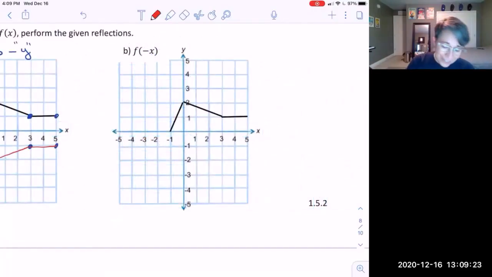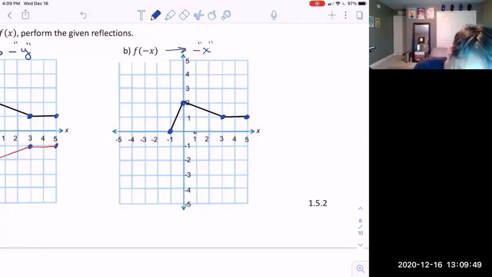For f of -x, this means we're going to focus on changing the signs of all the x's. So again, we're going to focus on the same strategic points here where the graph changes direction. Now with our first point on the left, our x is -1, so we want to graph that x as a +1 across the y-axis. Second point, our y is 2, but our x is 0, so the opposite of 0 is still 0.